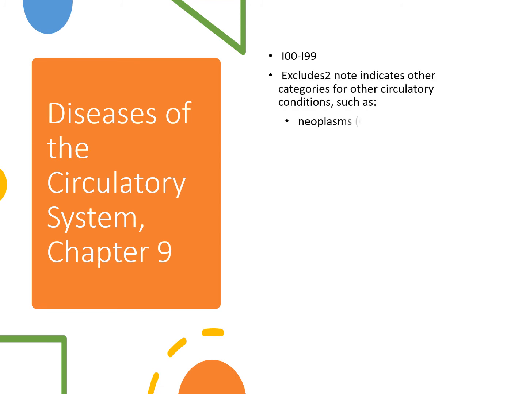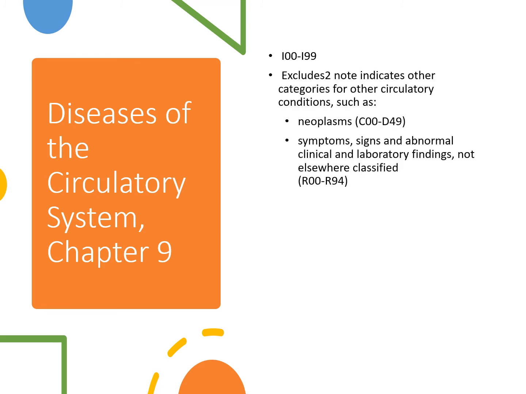We have diseases of the circulatory system, chapter 9. Again, excludes notes there, which means if the condition exists, you'll need 2 codes. For example, like a systemic connective tissue disorder that is included with some condition of the circulatory system. So there you would need 2 codes.